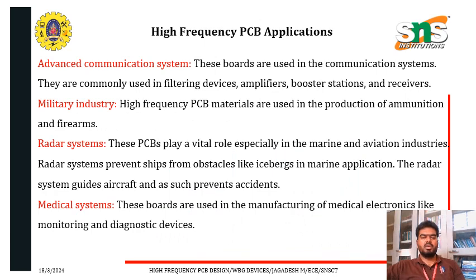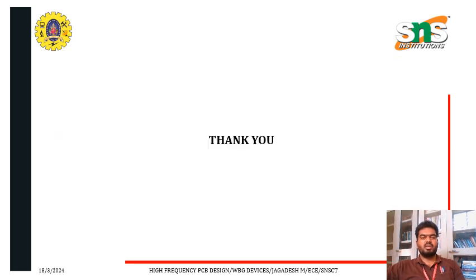High frequency PCB applications are being used in advanced communication systems, the military industry, radar systems, and medical systems. So these are the applications of high frequency PCB design.